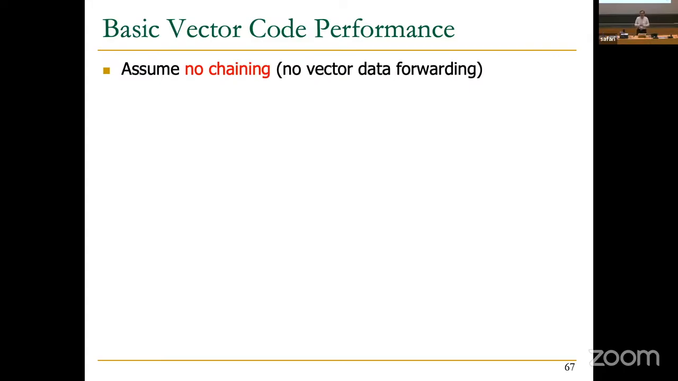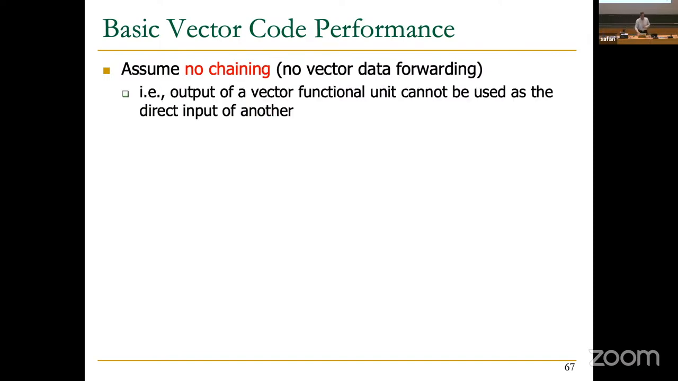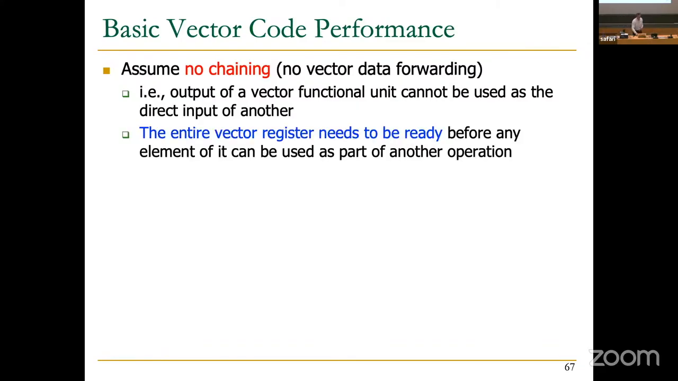You have to finish all vector length of operations in one functional unit before you can start another operation on the same vector register, essentially. You cannot forward individual elements from one functional unit to another functional unit. Basically, the output of a vector functional unit cannot be used as the direct input of another. The granularity of waiting is really the entire vector register, if you will.